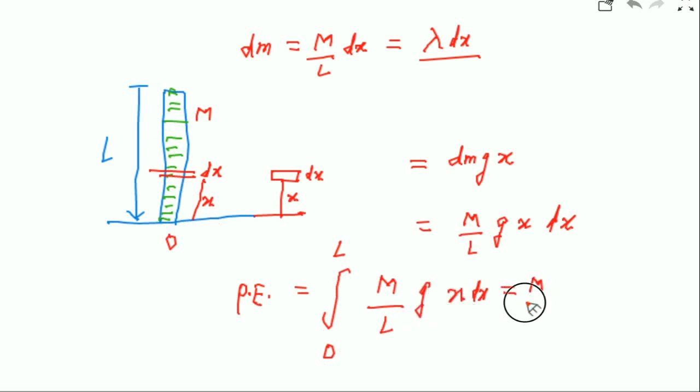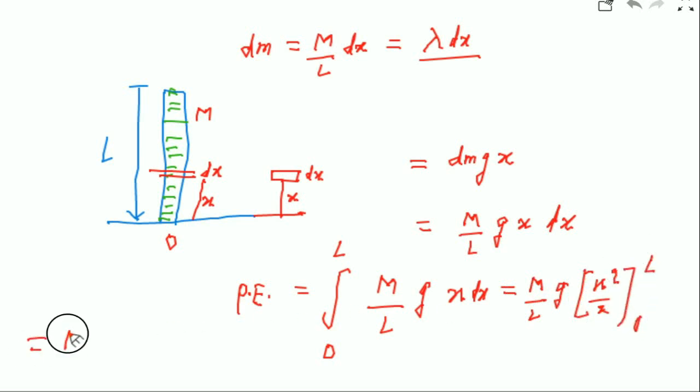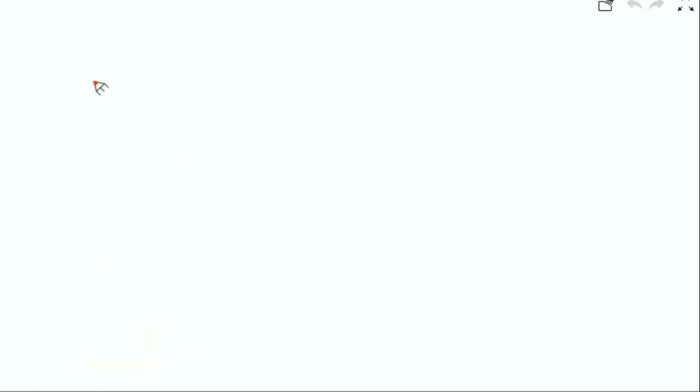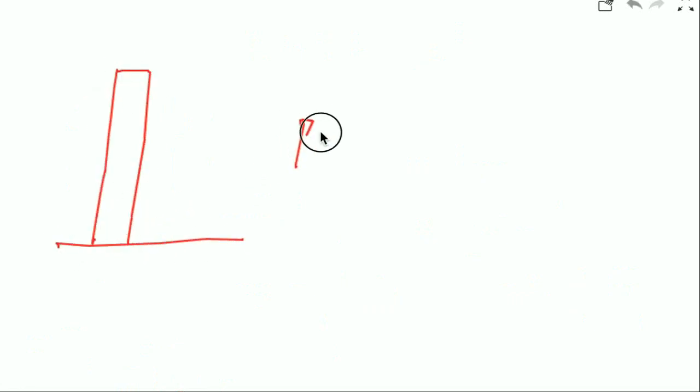(m/L) g is a constant, and the integration of x dx will be x squared by 2, from 0 to L. So you can write (m/L) g times L squared by 2. The L cancels, so this comes to mgL by 2. So for the rod, the potential energy comes out equal to mg L/2.